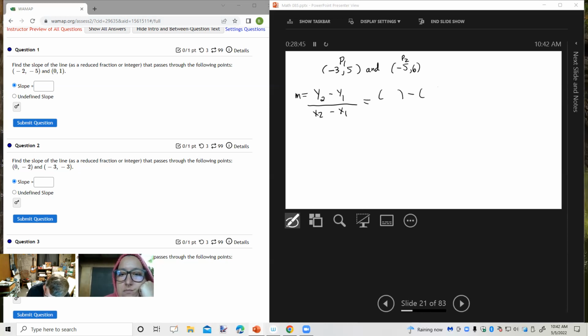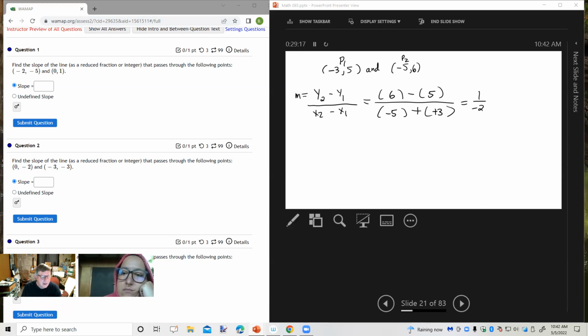So let's see here. Y sub 2 is 6. Y sub 1 is 5. X sub 2 is -5. X sub 1 is -3. 6 minus 5 is 1. -5 minus -3 would become -5 plus 3, which is -2.